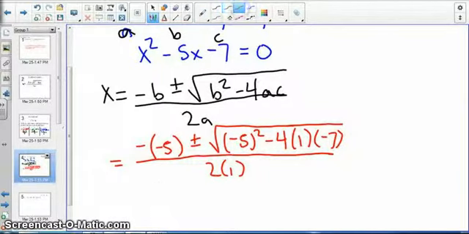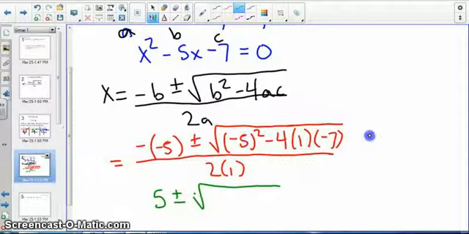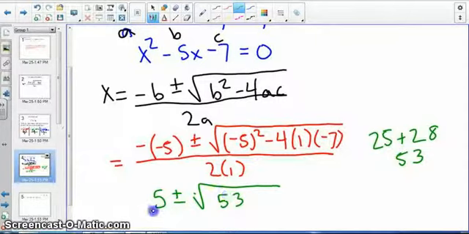So now to simplify it, negative times negative 5 is positive 5, plus or minus the square root. Well, negative 5 squared is 25. Negative 4 times 1 is negative 4, times negative 7 is positive 28. So 25 plus 28 is 53, all over 2 times 1, which is 2.